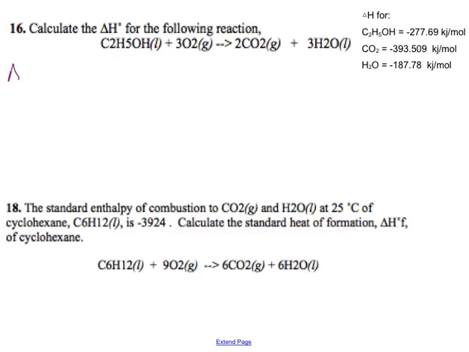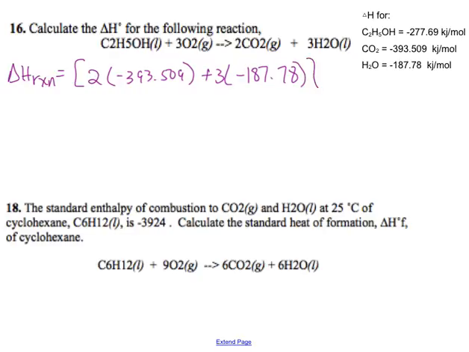And so we're going to go delta H of the reaction is equal to products: 2 times CO2 gas is negative 393.509, plus 3 times liquid water is negative 187.78. That's products minus, we've got 1 ethanol, negative 277.69. And these are all kilojoules per mole.